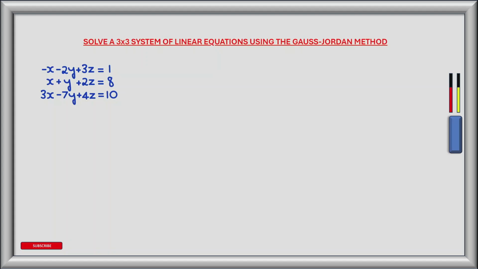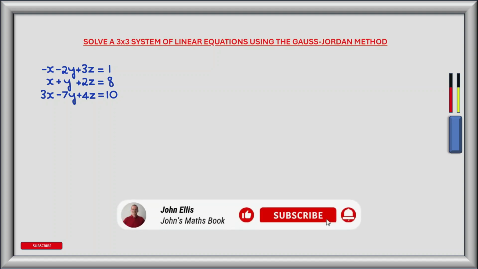Suppose we have a 3 by 3 system of linear equations. Let's look at how we solve for x, y and z using the Gauss-Jordan method. Stick around and I'll show you how to produce an augmented matrix and then manipulate the matrix into reduced row echelon form. The system of equations we're asked to solve is shown on the board.